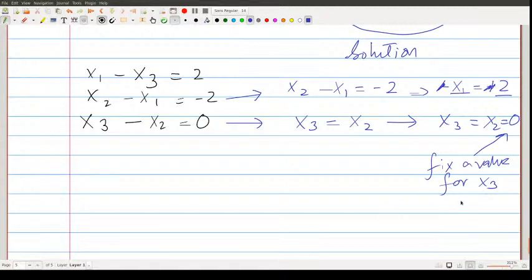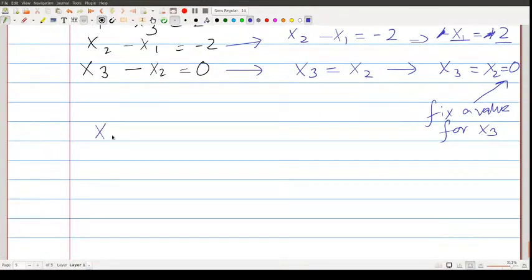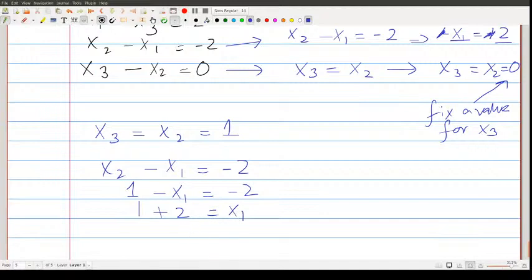Now, this makes me curious. Can I fix some other values for x3 and x2? So let's try, why not, x3 and x2 can be made equal to 1. And in that case, I take again my second equation. My second equation was x2 minus x1 is minus 2. I have fixed these two variables to be just 1. So 1 minus x1 is equal to minus 2. And so now I get 1 plus 2 is equal to x1. And so x1 is now equal to 3. And I fixed the values for x2 and x3, so x2 is 1 and x3 is 1.